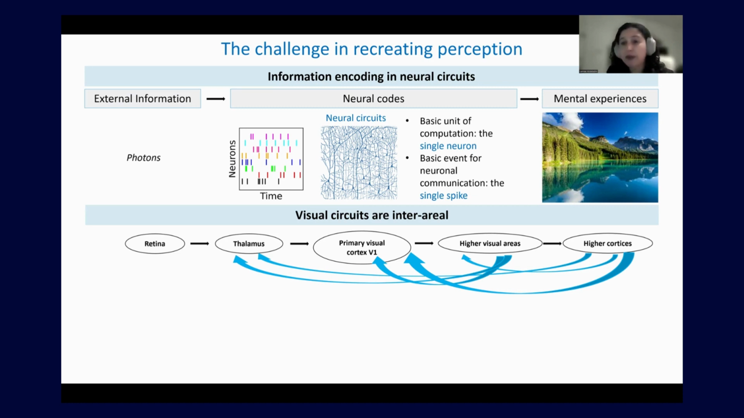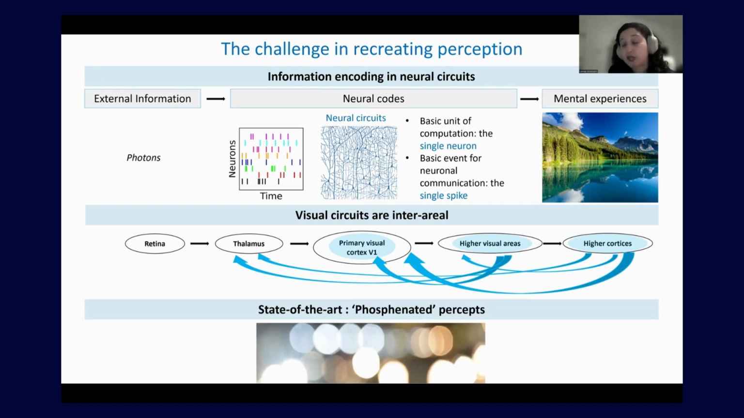So let's say we want to recreate vision. State-of-the-art electrical prostheses can only generate phosphene percepts, which look like these blurry dots of light. To recreate more naturalistic patterns, we need technologies that will allow us to access these interareal circuits and directly tap into these neural codes with high spatial and temporal resolution.